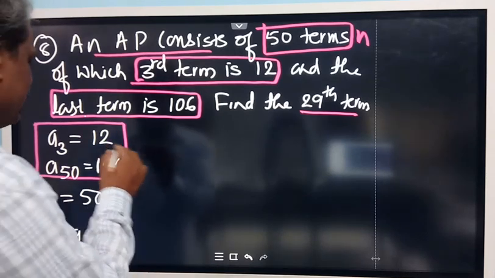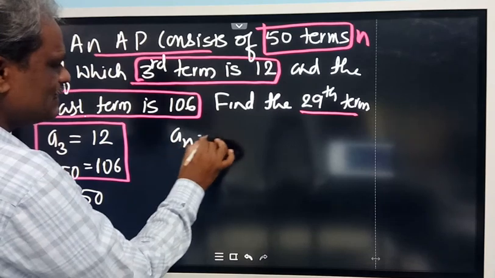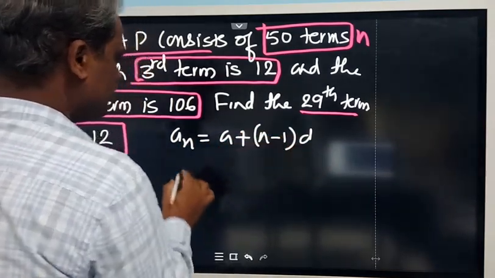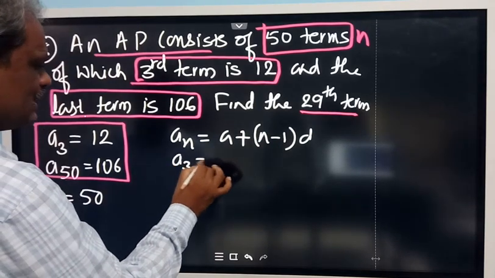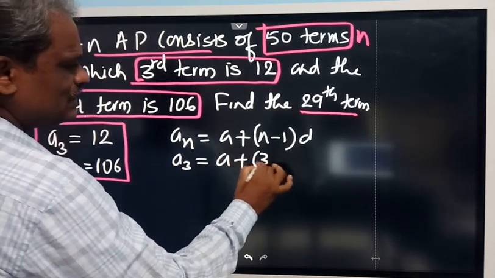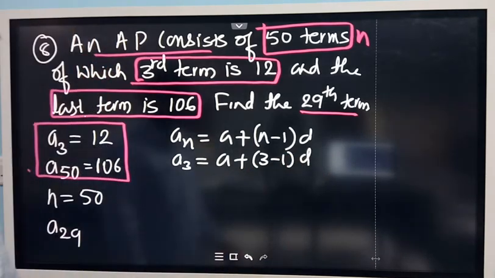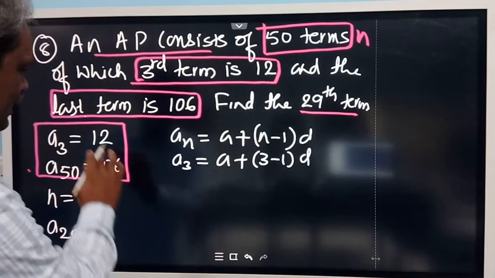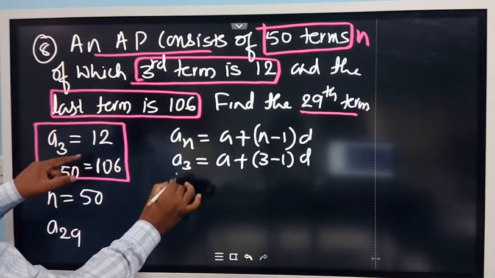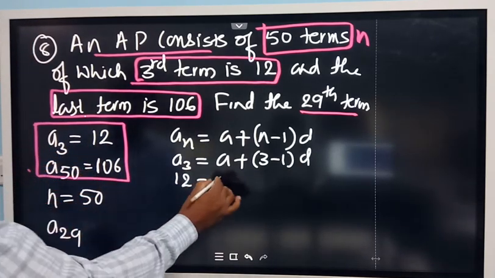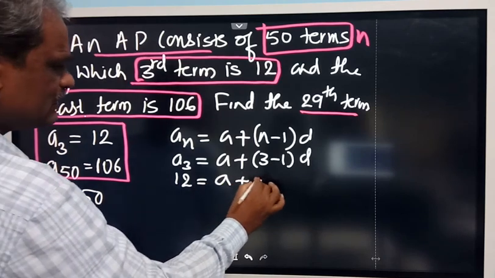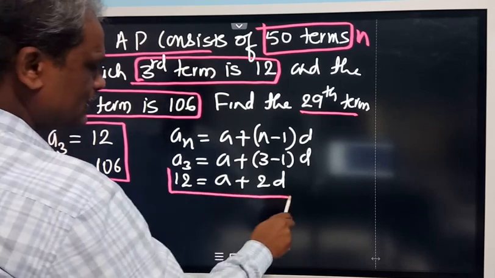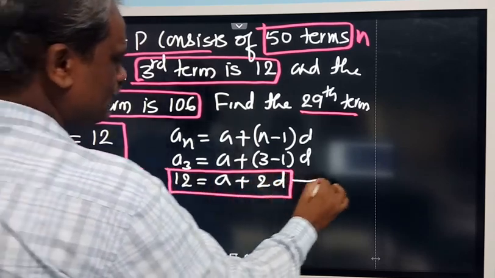So let us see now A3. We have the formula An is equal to A plus n minus 1 into D. So A3 is equal to A plus 3 minus 1 into D. A3 is given, that is 12, so you can substitute here. The third term is 12. A we do not know, write as it is. This is 2D. You can write this as equation number 1.